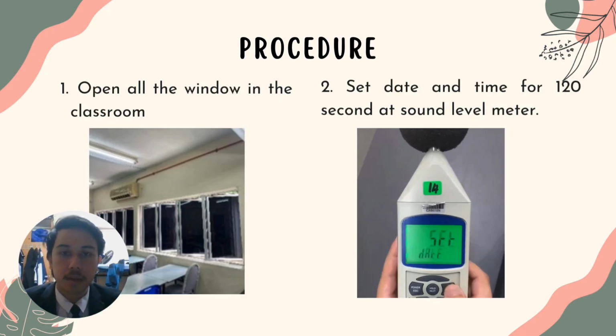Hi, my name is Muhammad Azwar bin Mana, and I will explain the step-by-step procedure to use the sound level meter in the classroom. First, we need to open all the windows in the classroom because we want to let in all the natural sound from outside, like traffic or people, to get a more realistic reading of the noise environment. Next, we set the date on the sound level meter and also adjust the timer to 120 seconds for each record in 30 minutes.